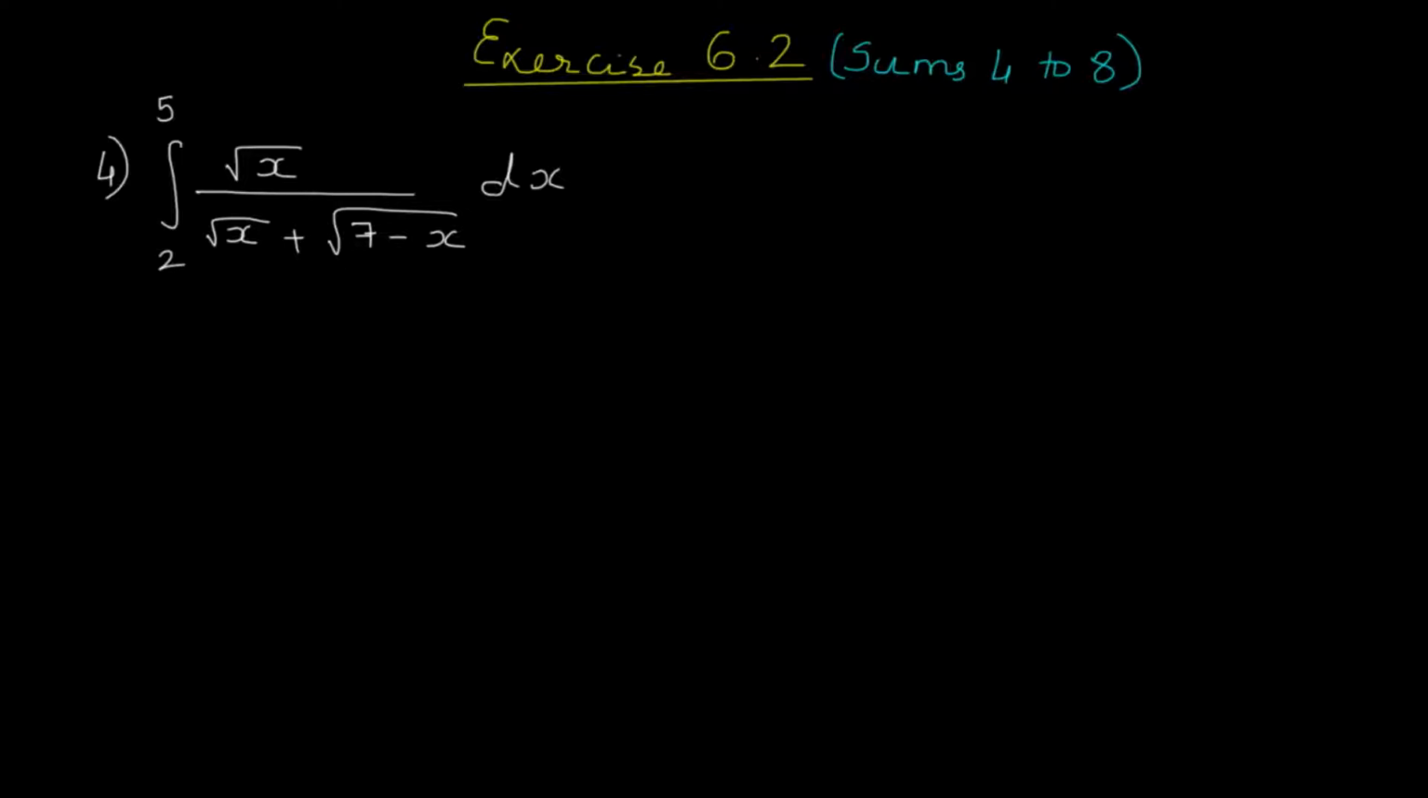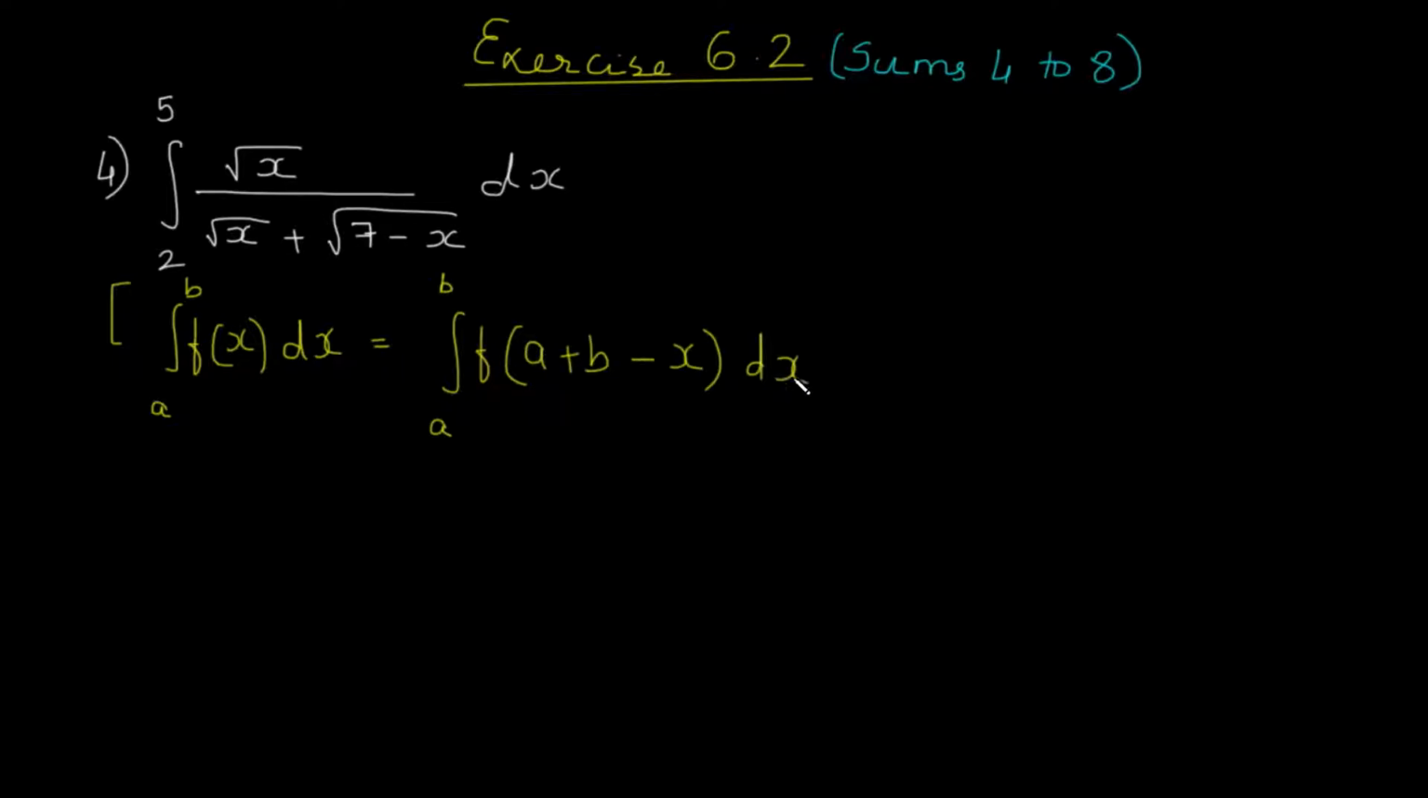Now if you remember, in our previous lecture we had studied certain properties of integrals. Property 5 was this way: if the integral is from a to b of f(x) dx, then this can be written as the integral from a to b of f(a plus b minus x) dx. So this is the property that we are going to use over here as well.